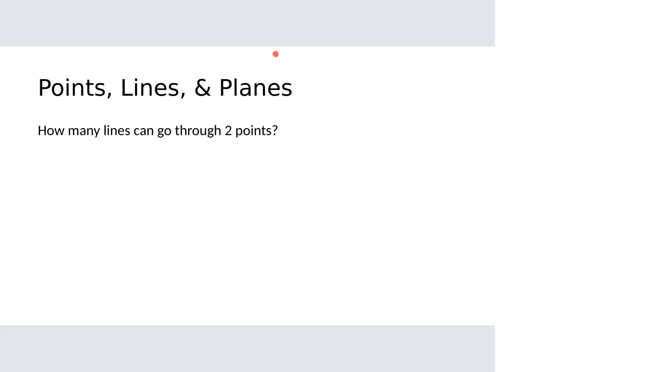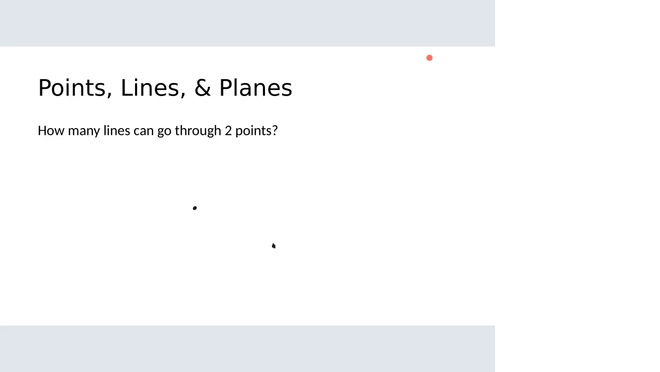When we move on to 2 points now, things change a little bit. When I have 2 points, and they don't necessarily have to be that way, they could be this way. Now I have 2 points. How many lines can I draw that go through those 2 points? How many lines are there that will go through both of those points?